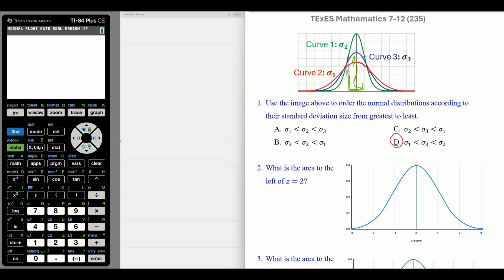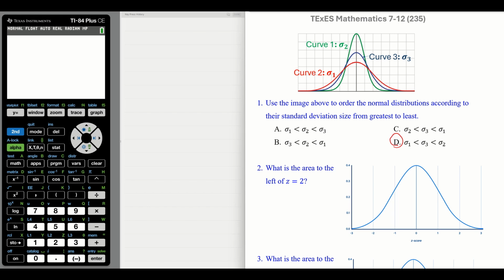I'll erase all my mess there so you can actually look at it on your own. Maybe stop the video and look at it. And it wouldn't hurt to look at other questions similar to this. Okay, let's go to number 2.